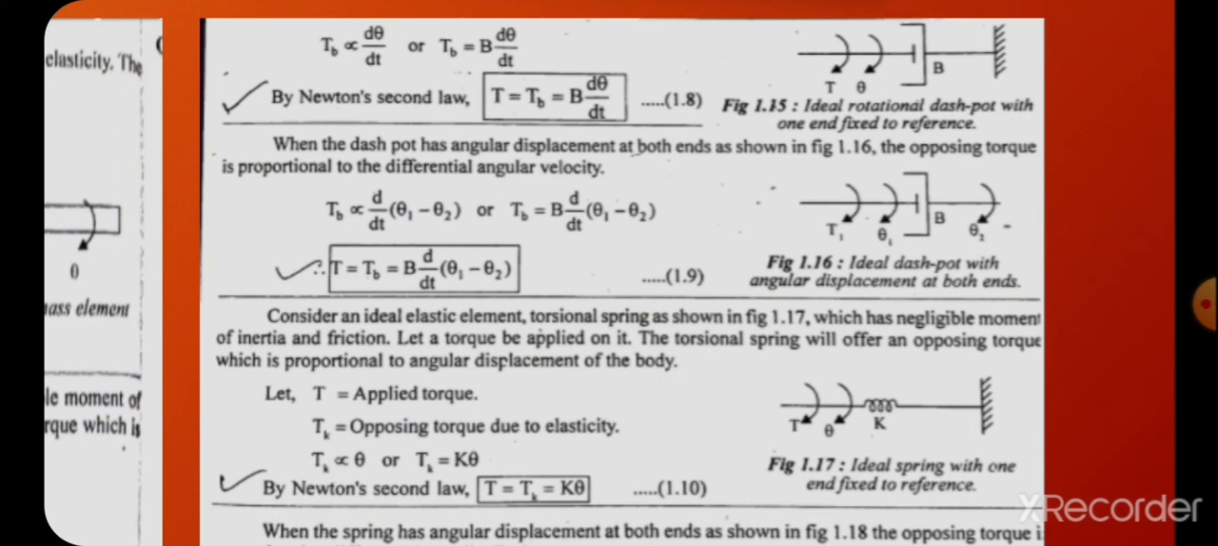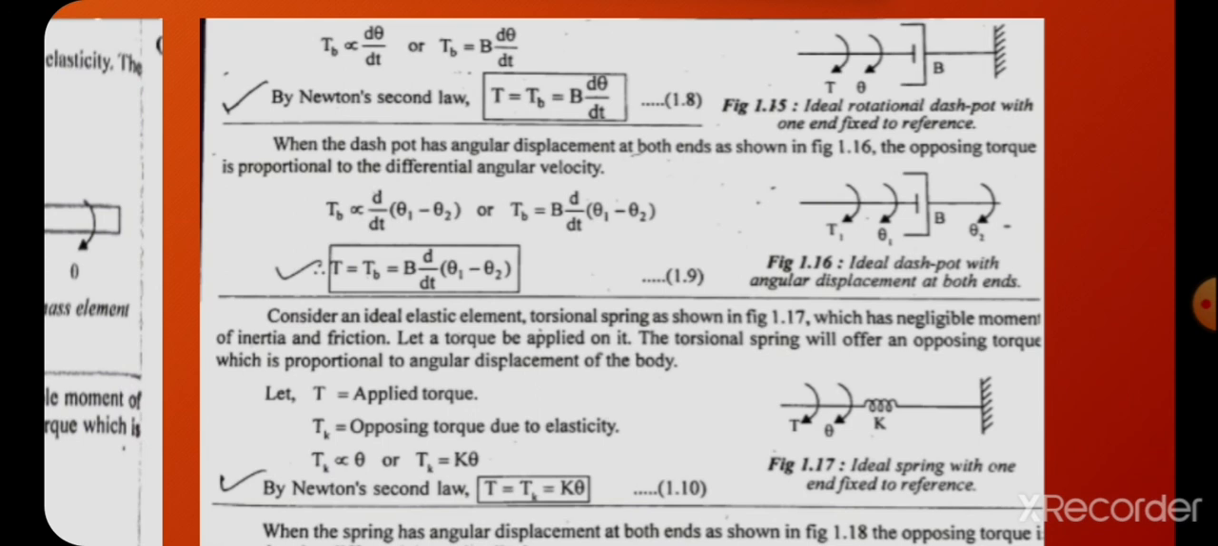So we can write TB is directly proportional to d by dt of theta 1 minus theta 2, or TB is equal to capital B into d by dt of theta 1 minus theta 2. By Newton's second law, we can write applied torque equal to opposing torque, that is T equal to TB equal to B into d by dt of theta 1 minus theta 2. This is the case of a dashpot when there are angular displacements at both ends.